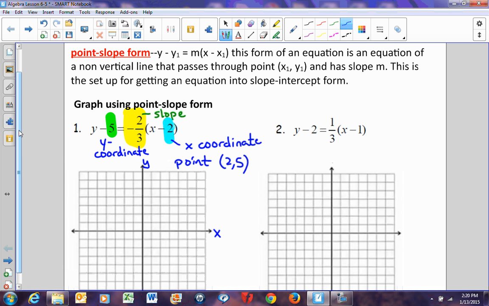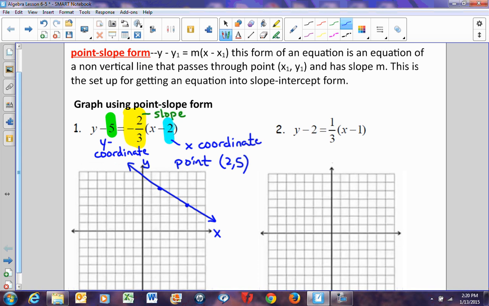So I can find the point 2, 5. 1, 2, 1, 2, 3, 4, 5. There's my point. That's the point 2, 5. And now I can use the slope, which is negative 2/3, to find another point and graph my equation. Slope is negative 2 over 3, so down 2, right 3. So here's my second point. I can draw my line using a straight edge. We talked about this. And I can label it.